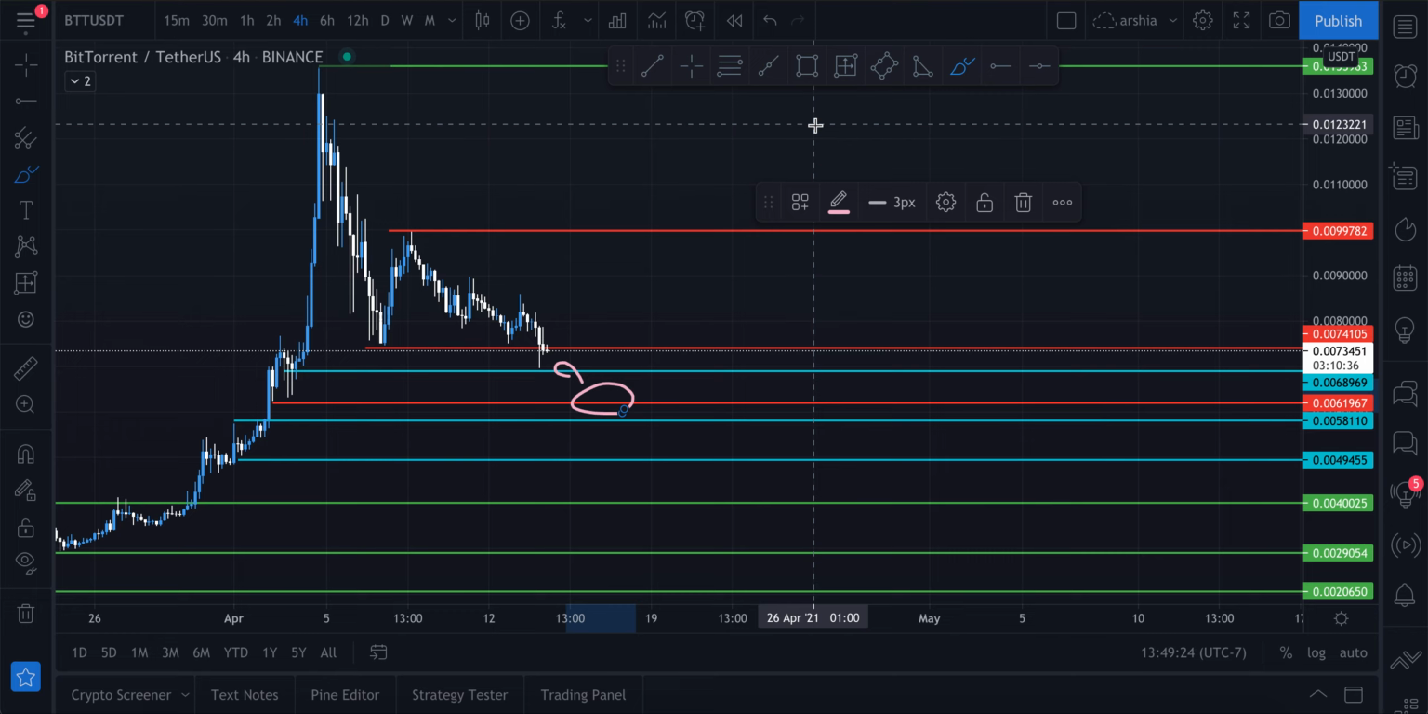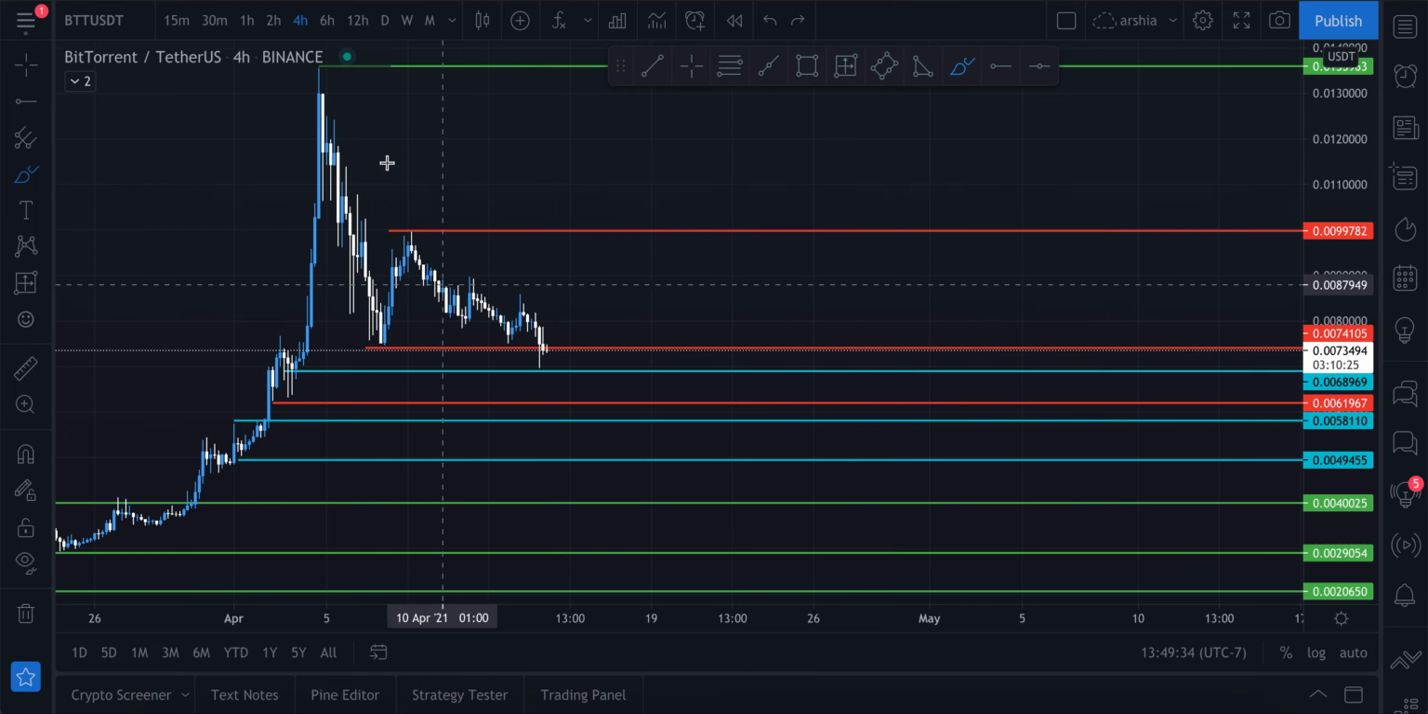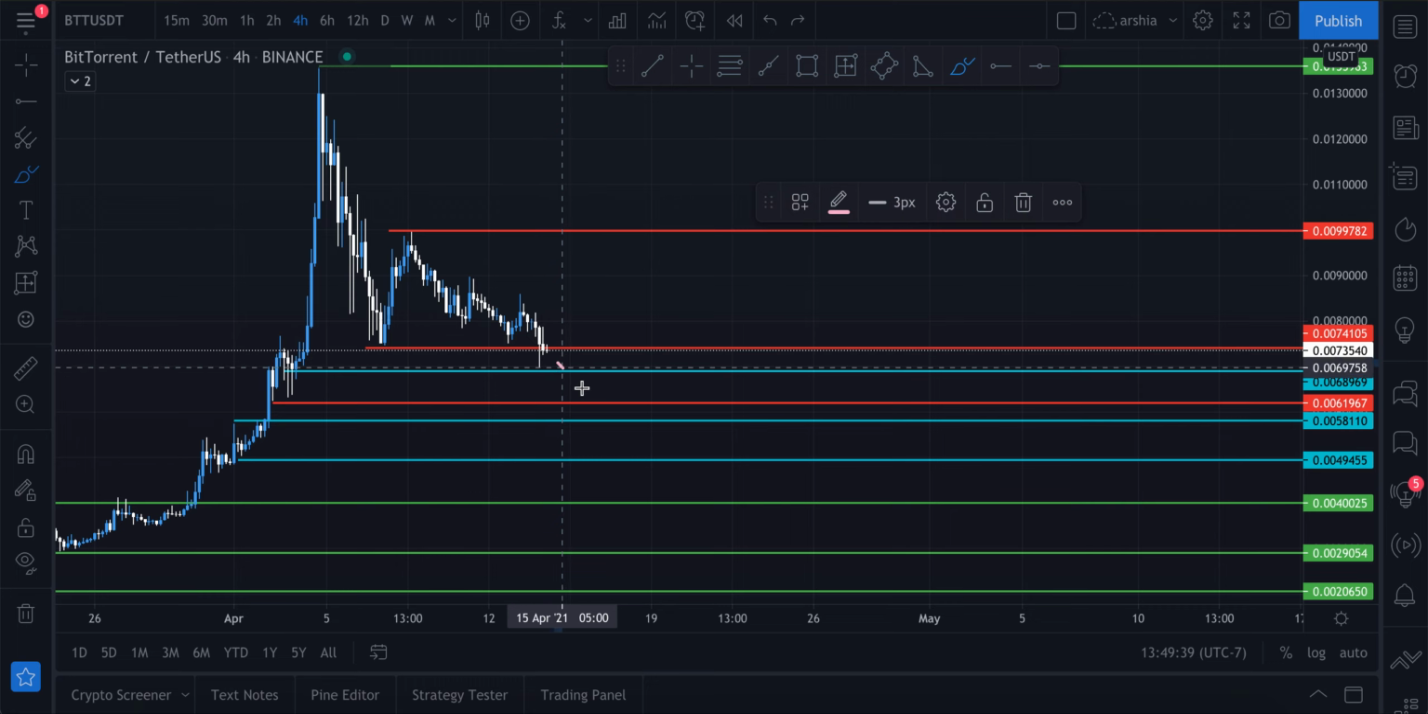Personally though, I think that it depends on the market as well. I mean, we can't just look at BitTorrent specifically. If the market keeps correcting, then there's a chance that we could even break that level and just come back down here. So it kind of depends on the market.